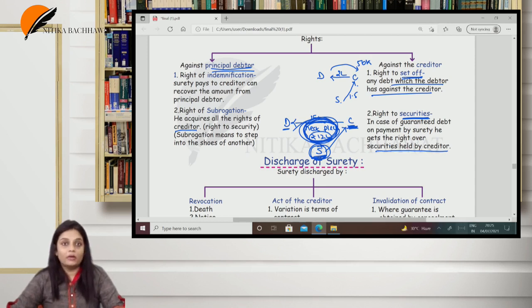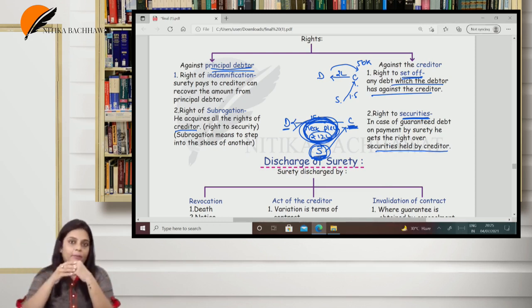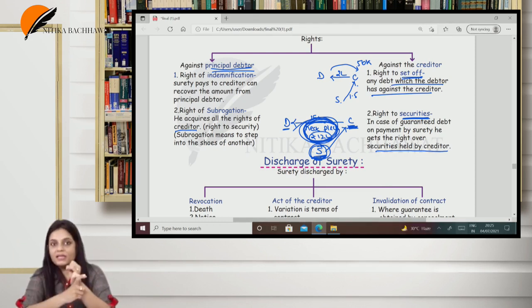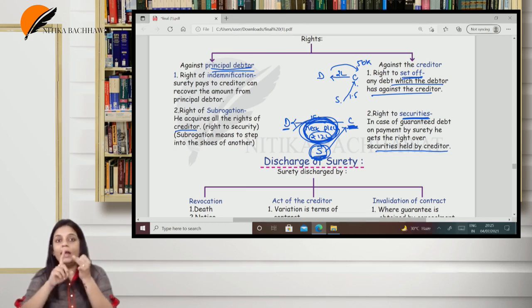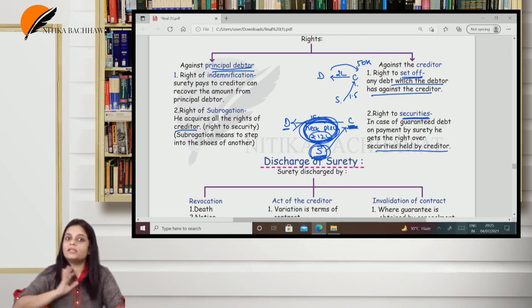I hope it's clear. So I repeat again, what are the rights of the surety? Against the principal debtor, he has a right of indemnification to get back the money he has paid, and rights of subrogation. That is, he gets all the rights of the creditor. Against the creditor, first he has a right to set off. That is, if the creditor had to pay some money to the debtor, that amount can be set off by the surety. And he has a right to securities. That is, if the creditor had taken any security on the debt, then the surety, when he pays off the debt, has a right over that security. I hope it is clear to everyone.